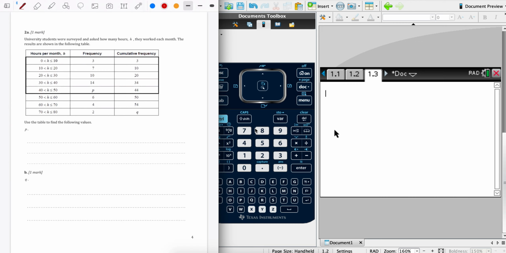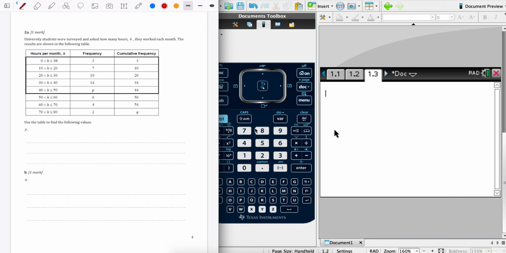Okay, so question 2 is a cumulative frequency question. The first one is asking us to find the missing values P and Q in the table. So P and Q are here. For the first one, we can use the frequency to help us.